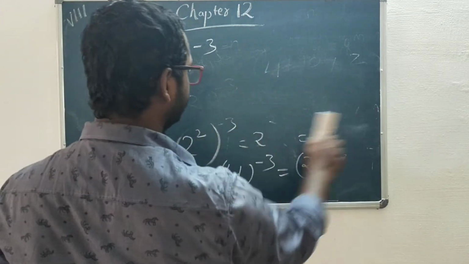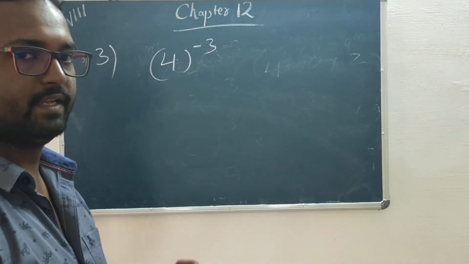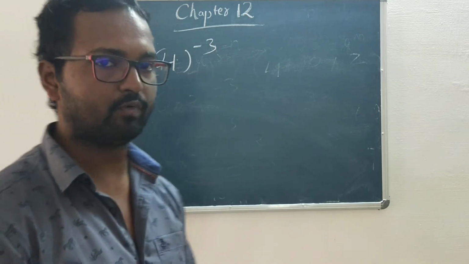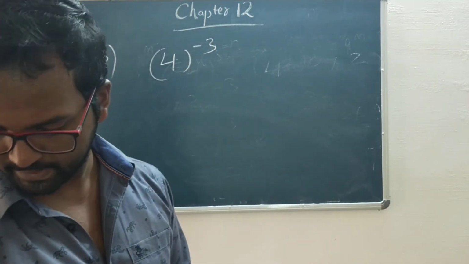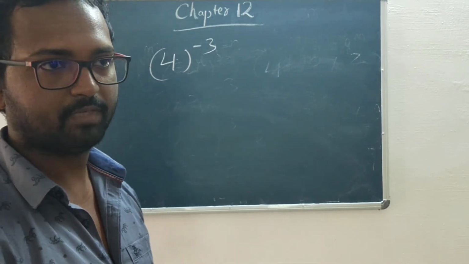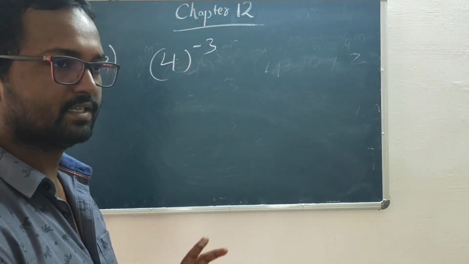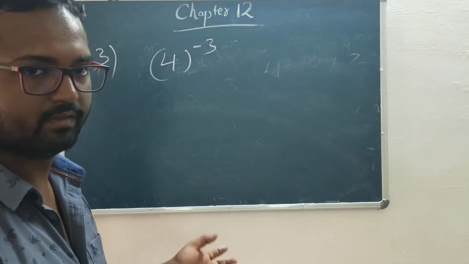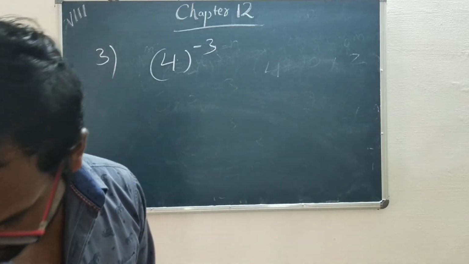Now, remember one thing very clearly. 4 to the power minus 3 can be expressed as 2 to the power minus 6, but if in the question you find that you have to express 4 to the power minus 3 as a power with base 5, it's not possible. 4 to the power minus 3 cannot be expressed as a power with base 5 or 6 or anything. It's not possible.